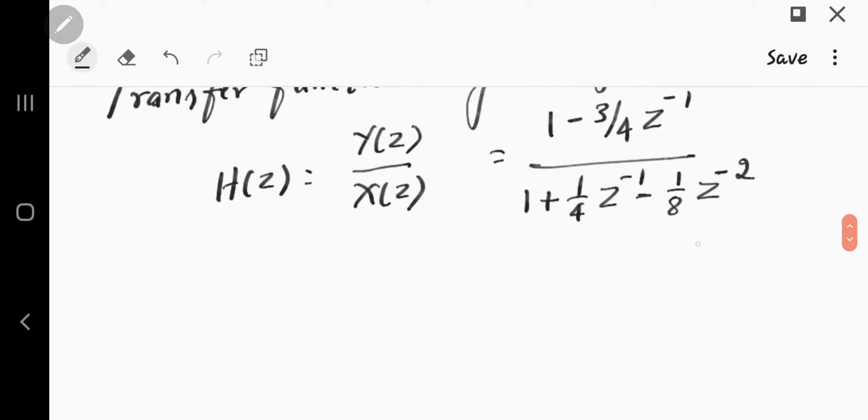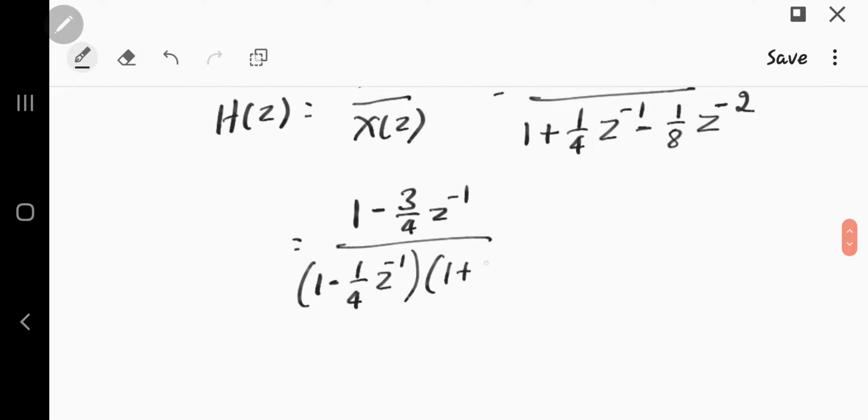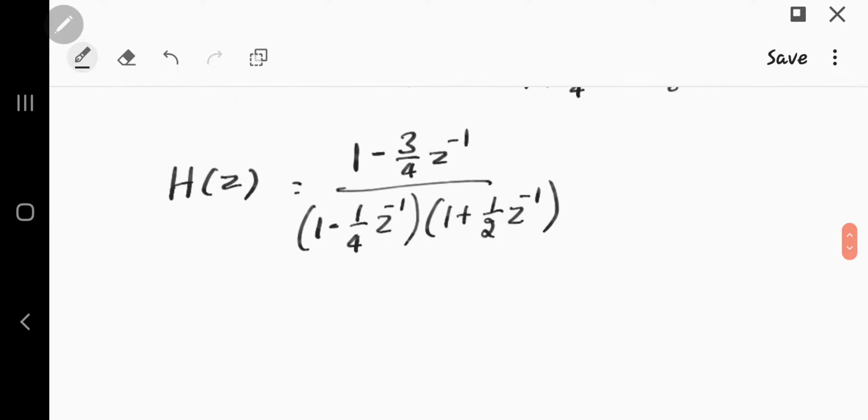Now we have to find the factors for the denominator, which are minus 1 by 4 and plus 1 by 2. So 1 minus 3 by 4 z inverse divided by 1 minus 1 by 4 z inverse and 1 plus 1 by 2 z inverse. I am writing the factors directly here. Now we have H of z, the Z transform or the transfer function, given by this.